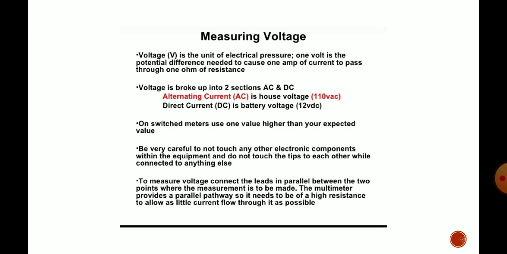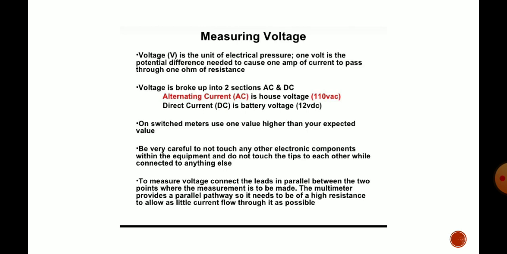Measuring voltage. Voltage is the unit of electrical pressure. 1 volt is the potential difference needed to cause 1 ampere of current to pass through 1 ohm of resistance. Voltage is broken up into two sections, AC and DC. AC means alternating current, like house voltage, 220 volt AC, and direct current DC is battery voltage, like 12 volt DC.